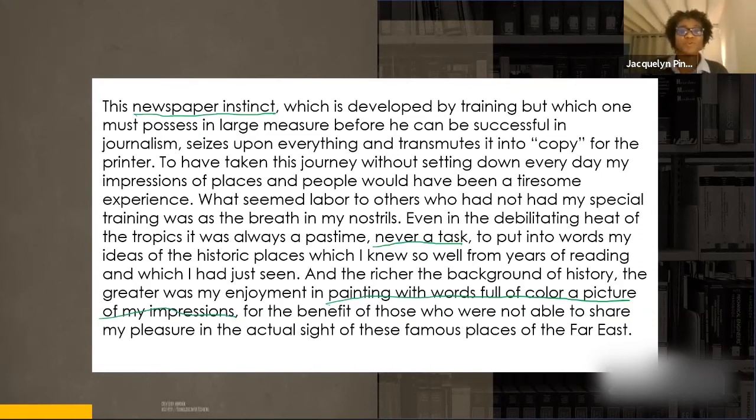For the benefit of those who are not able to share my pleasure in the actual sight of these famous places of the Far East. So being able to write about these places and to share them with others, to be able to paint a picture for other people brings this person sheer joy, genuine joy.